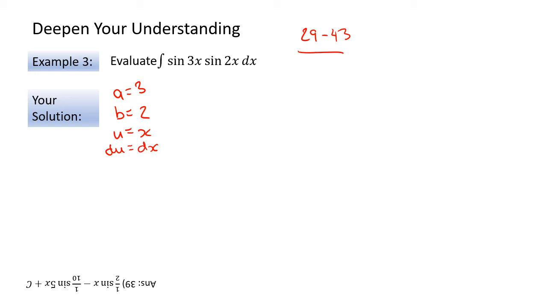If we substitute these values in, we get the integral of sine of, instead of 3, we write a, and instead of x, we write u. And we get the sine of, instead of 2, we write b, and instead of x, we write u, and du. Okay, so now we have a form of this function.